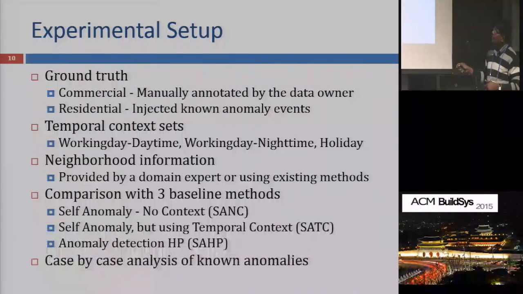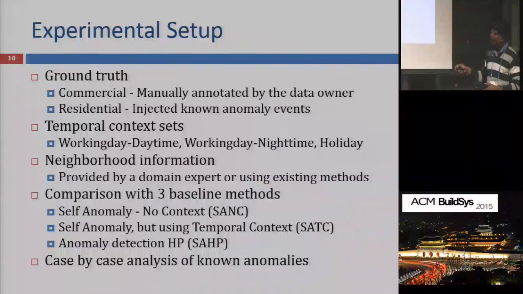For the experiments, we use these 3 temporal context sets. The neighborhood information, as I mentioned, is provided by a domain expert, or it can be extracted from existing methods. We compare this method with 3 baseline methods. The first one is self-anomaly, that is, anomaly detection without using any context information. The second one uses the temporal context information. And the third one is an anomaly detection method proposed by HP, which appeared in, I think, 2009 BuildSys. They also did this experiment for a commercial building, and they were also using 1 hour resolution data for identifying anomalies.